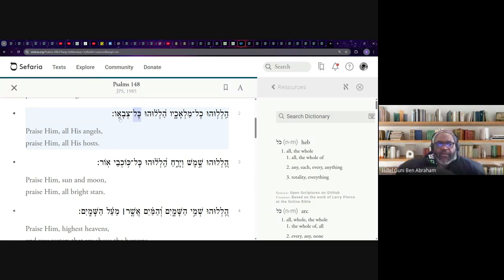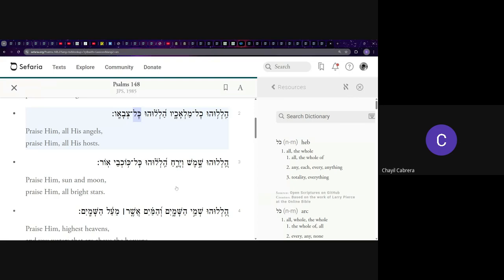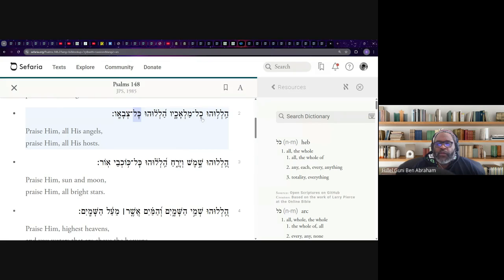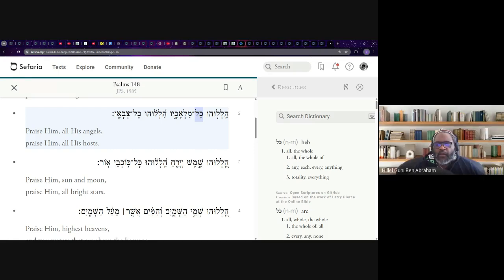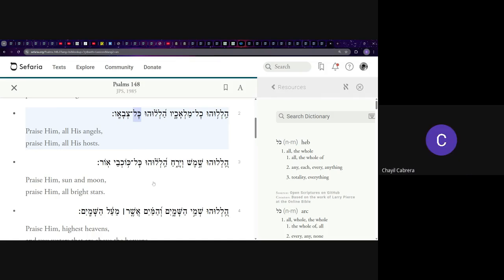What would be the difference in pronunciation when it has the dagesh in both? So this one has no dagesh. Can you see? So how do you pronounce it? The same thing? Kol, kol. This one has a dagesh, so it's kol. Ah, it's longer, like doubling it.